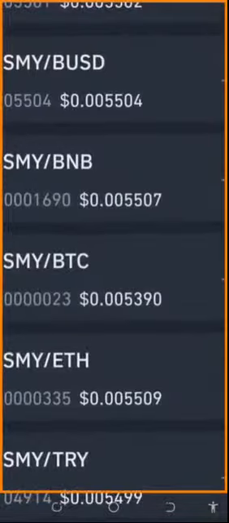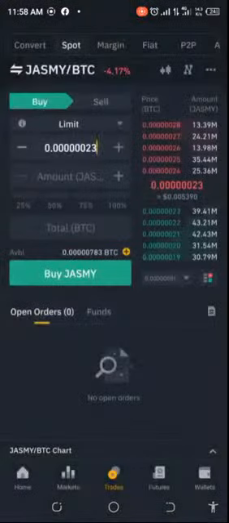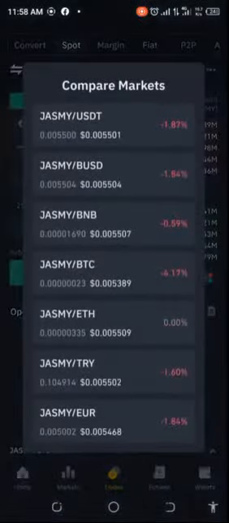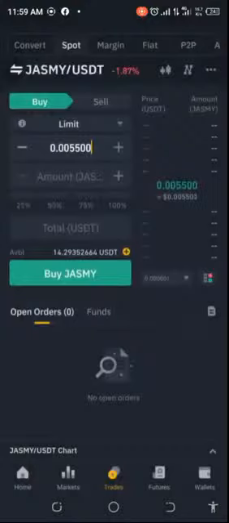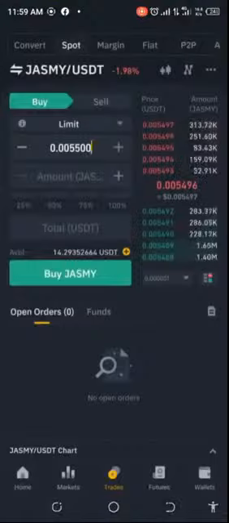And like I always say, you need to always simulate first. So the first thing I want to do is simulate. I'm going to work with the Jasmine/BTC pair first, and simulate with the amount of money that we have here. Don't forget what we have; let me go back to Jasmine USDT so that you will see. What we have is 14.2935 USDT. I'm just going to use that to simulate.